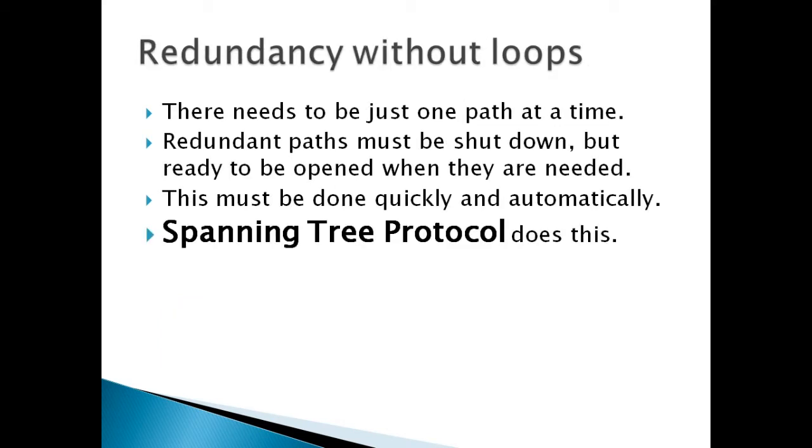Redundancy without loops. There needs to be just one path at a time. Redundant paths must be shut down, but ready to be opened when they are needed. This must be done quickly and automatically. Spanning Tree Protocol does this.